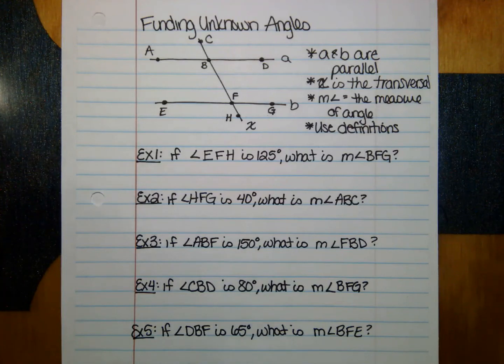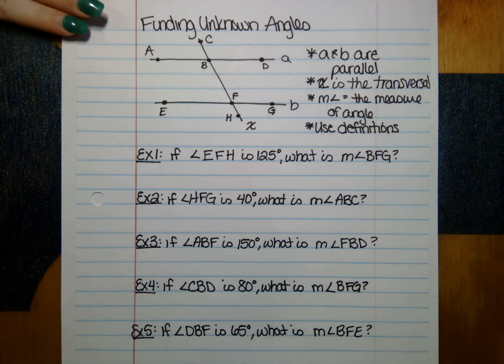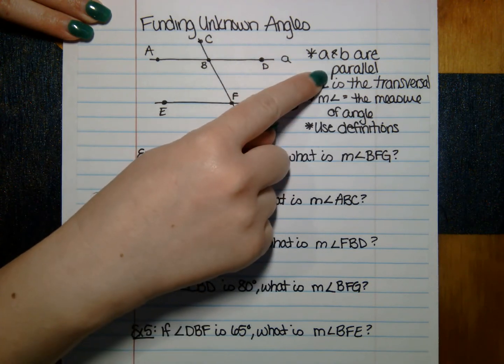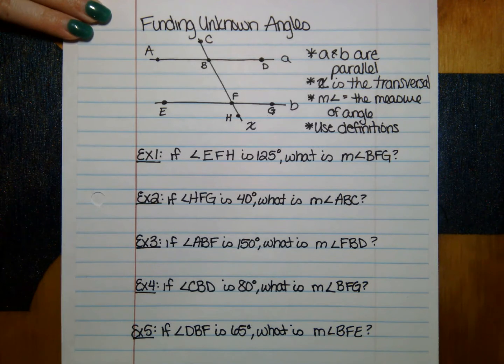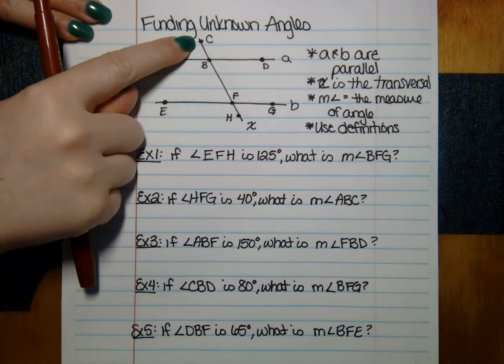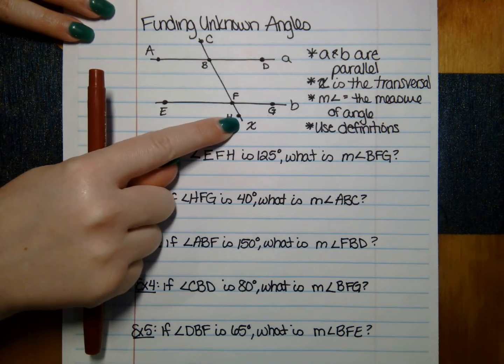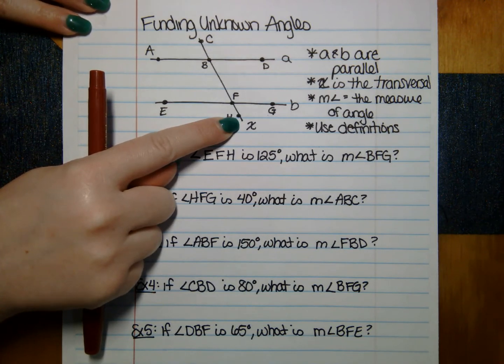Finding unknown angles of parallel lines that are cut by a transversal. So in my directions, it tells me that A and B are parallel. We talked about parallel lines never touching. X, this diagonal line, is my transversal, so it's what's cutting those two parallel lines.